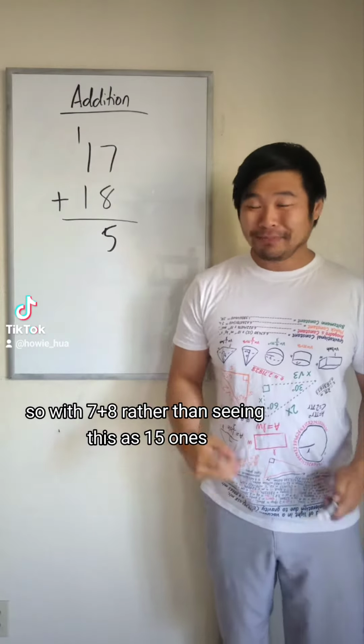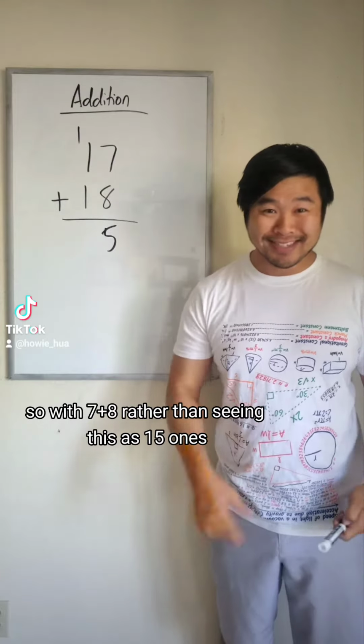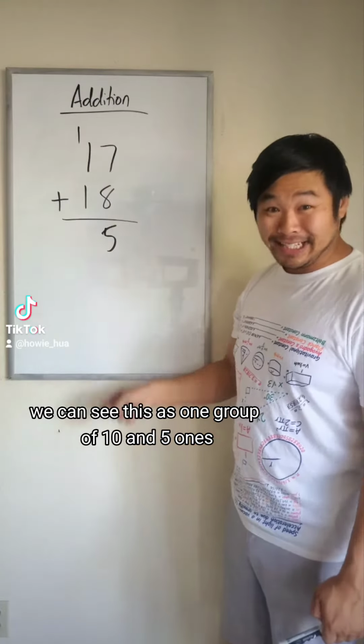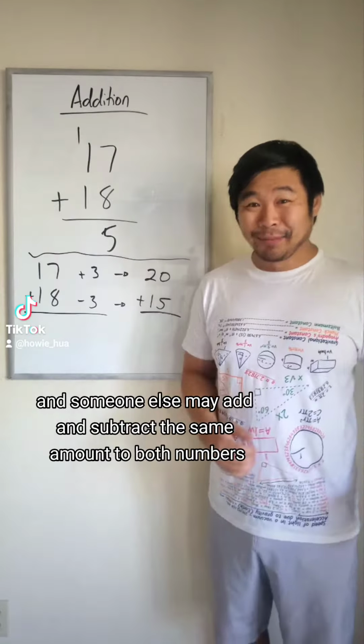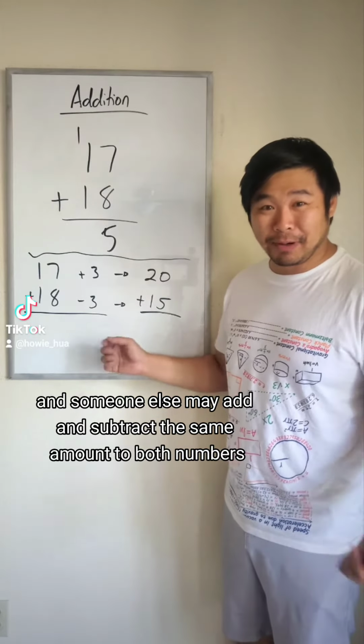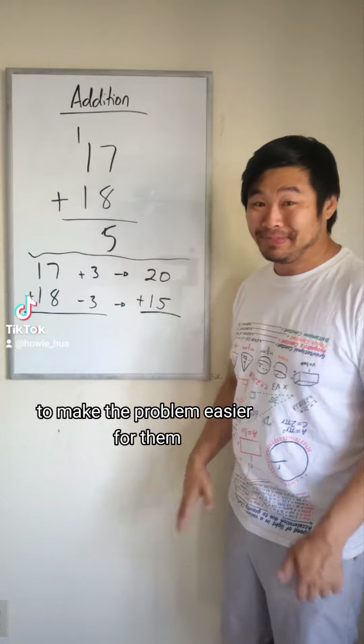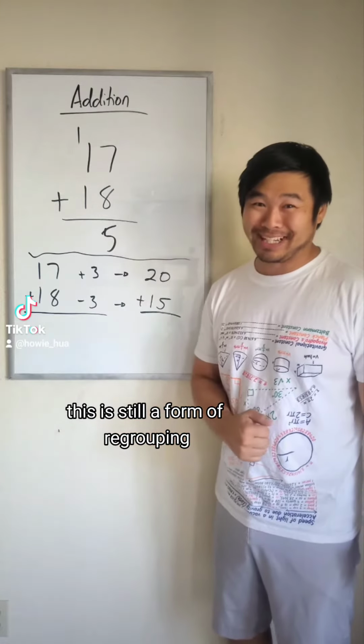So with 7 plus 8, rather than seeing this as 15 1s, we can see this as one group of 10 and 5 1s. And someone else may add and subtract the same amount to both numbers to make the problem easier for them. This is still a form of regrouping.